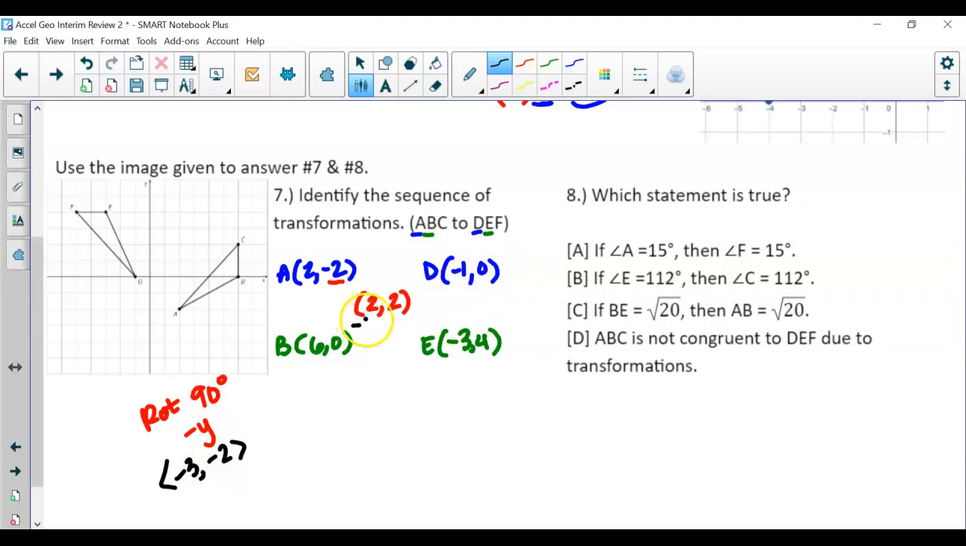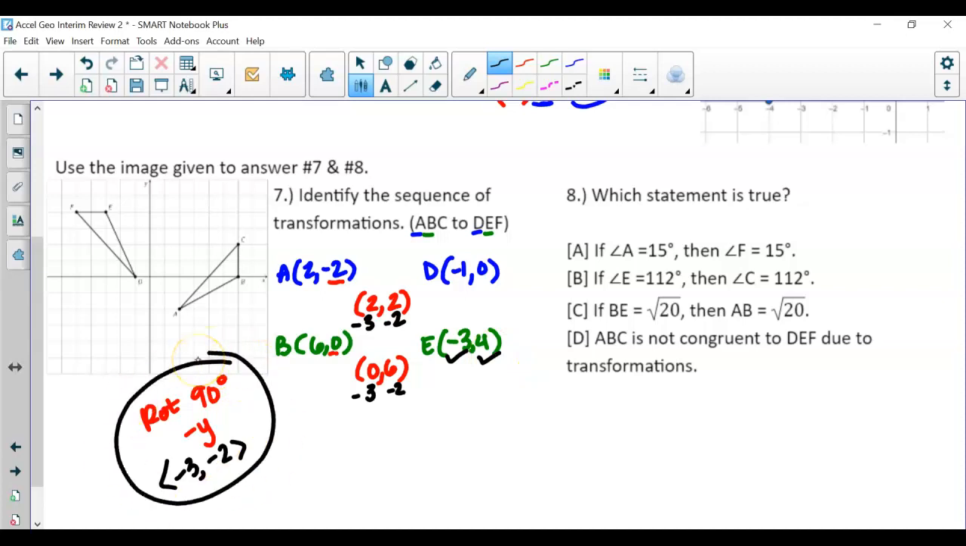So let's check to see. So again, let's check to see if that works for B and E. So rotate 90, change the Y, switch. Well, Y is 0, so it's going to stay at 0, but now switch them. So 0, 6. Then the translation, subtract 3, subtract 2. To go 3 left, 2 down. 0 minus 3 is -3. 6 minus 2 is 4. So that is your sequence. And of course, you can check with point C and point F.